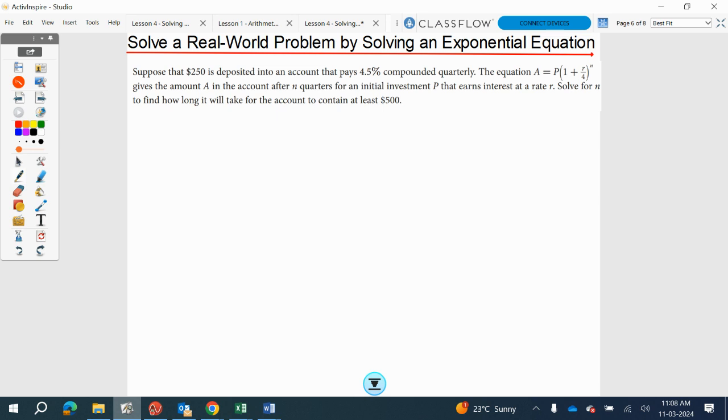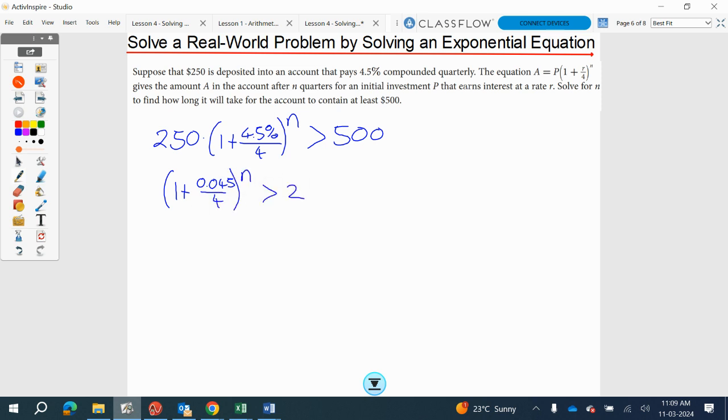So we need this account, which is going to be 250 times 1 plus, we've got to have this one as a percent, 4.5% over 4, to the n, which has to be greater than 500. So I can divide by 250 on both sides, I'm going to get 1 plus 0.045 over 4, to the n, is greater than 2. I'm going to divide 0.045 by 4 and add it to 1.